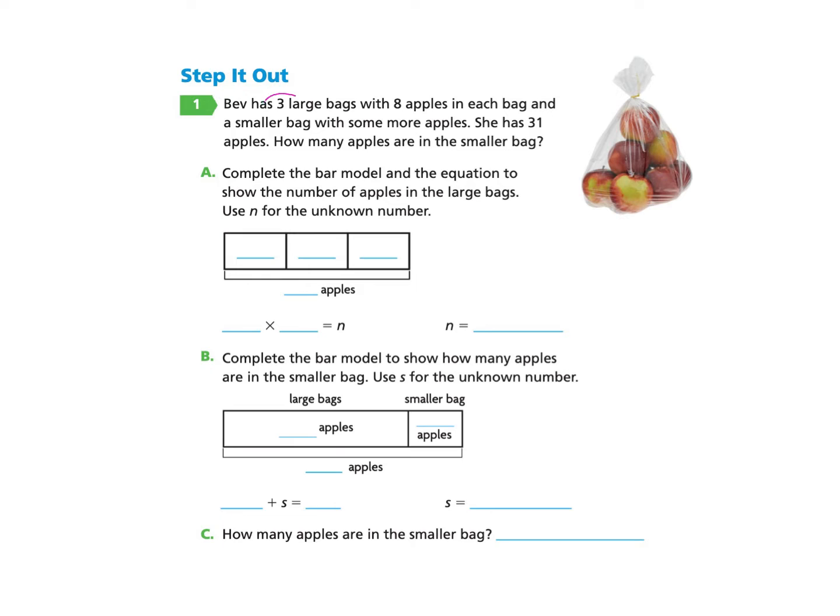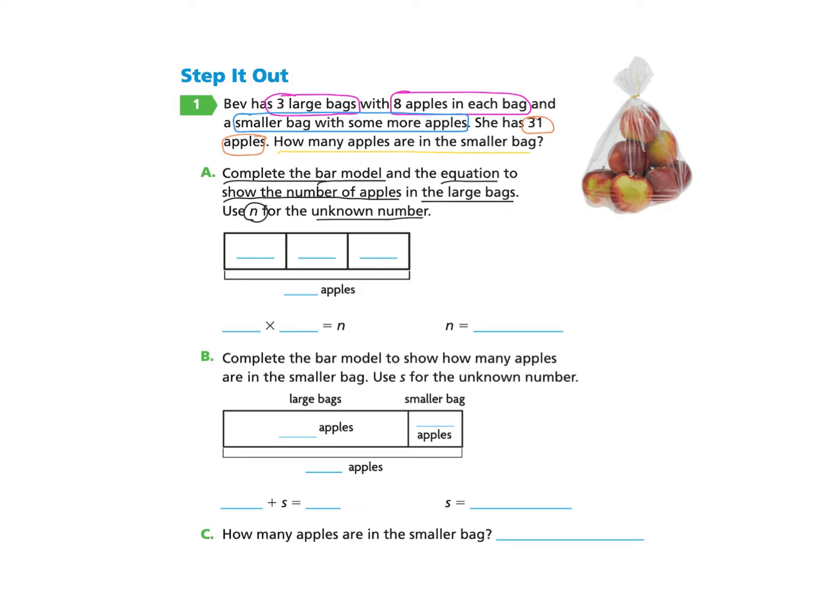Bev has 3 large bags with 8 apples in each bag. And she has a smaller bag with some more apples. She has 31 apples. How many apples are in the smaller bag? Let's take a look at Part A. Complete the bar model and the equation to show the number of apples in the large bags. Use N for the unknown number.